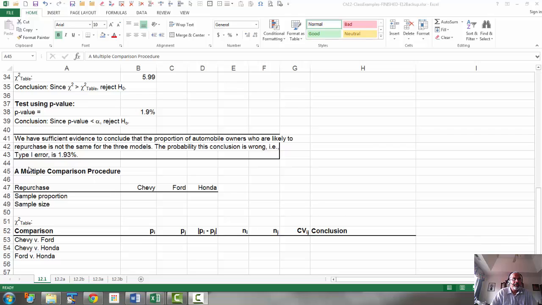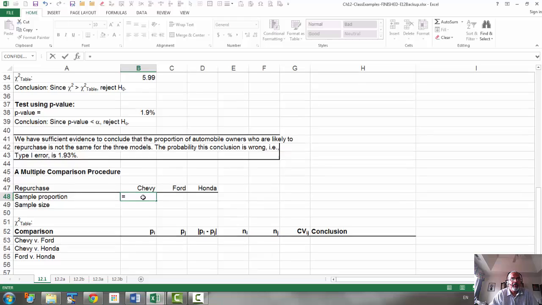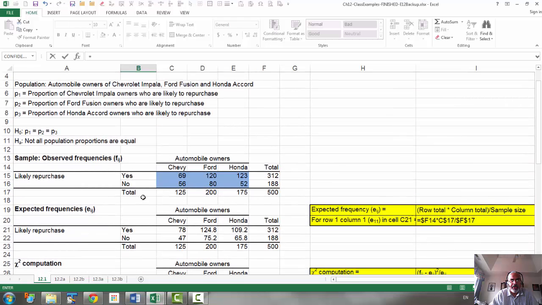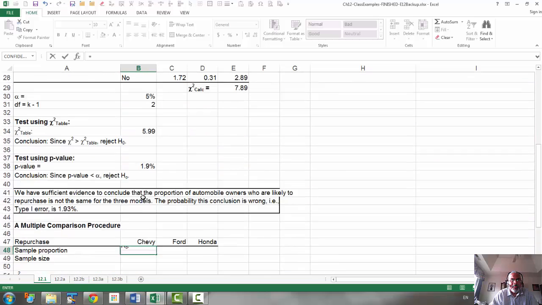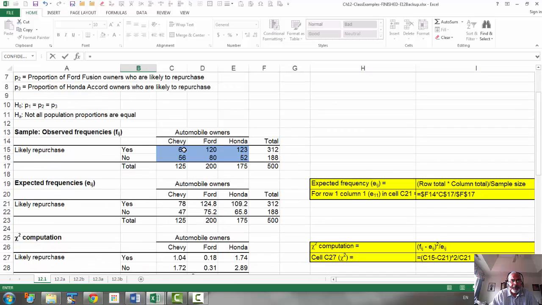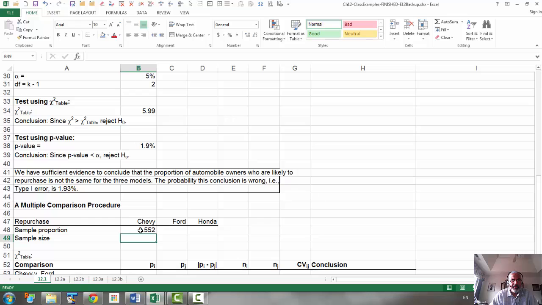Okay, now let's look at the multiple comparison procedure. So we have three populations, and let's look at the sample proportions and the sample size of these three from where we started out with. The sample proportion will be the number of S's divided by the sample size. So that will give us the proportion. That is our P bar sub 1, sample proportion for Chevy. Now you copy that.